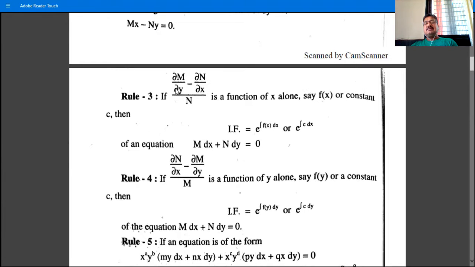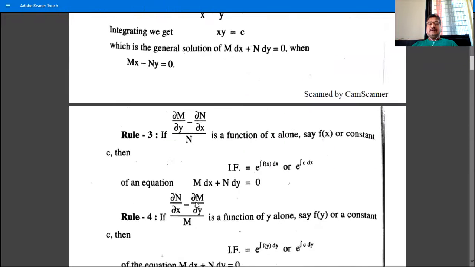Suppose this ratio is constant c, then e raised to c dx, let us denote this value equal to f(x), and then e raised to integration f(x) dx is its integrating factor. So this is equal to f(x) as a function of x alone, purely a function of x independent of y, then we will find the integrating factor by this method.